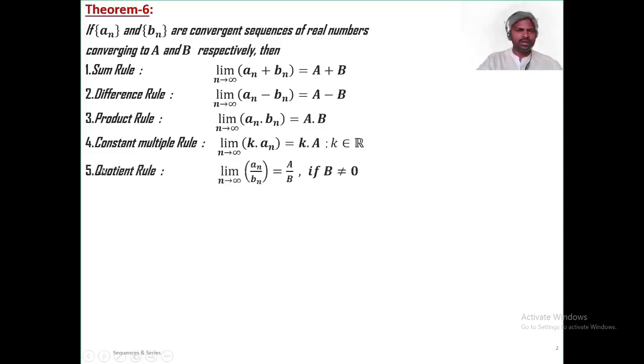Quotient rule: the limit as n tends to infinity of an upon bn is a upon b, provided b is not equal to 0. If b is equal to 0 then this term is undefined, since some finite number upon 0 is infinity. That's why b should not be equal to 0; only then does this make sense. So this is a basic theorem before entering into finding the limit of a sequence. Now let us enter the problems.